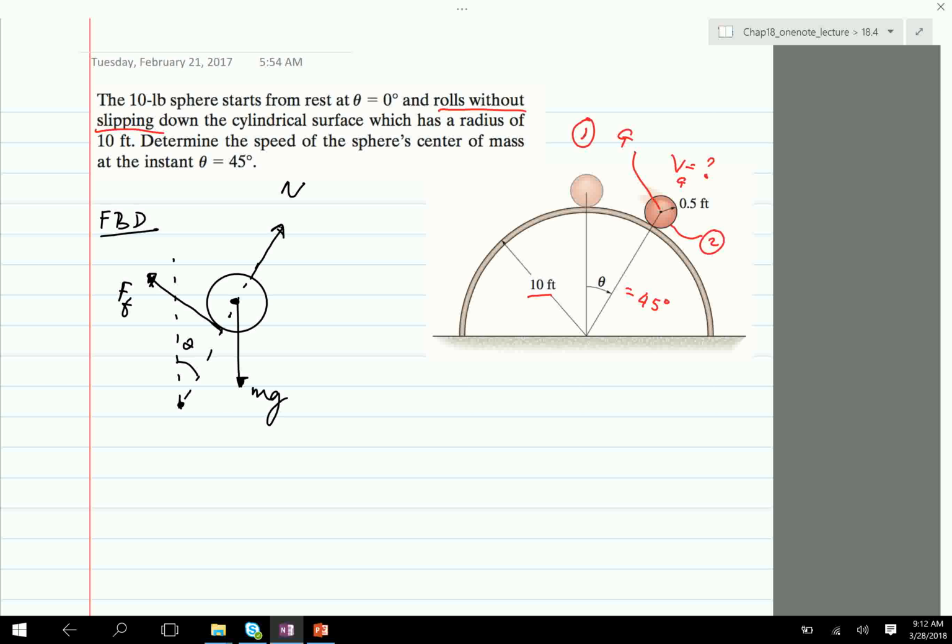However, as I keep repeating, when you're asked to find velocity as a function of displacement, distance, or angle, v as a function of theta, you're better off using the principle of work and energy. It just makes computation easy. Okay, so two ways to solve it.